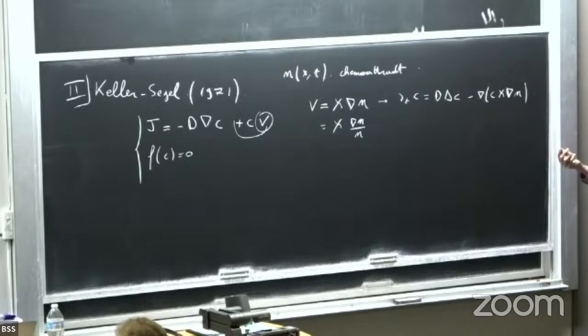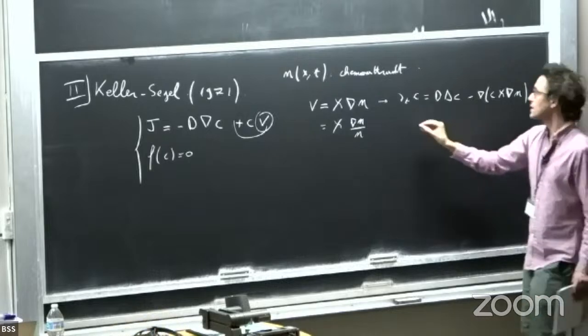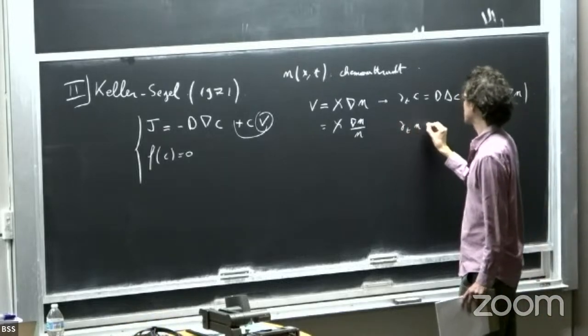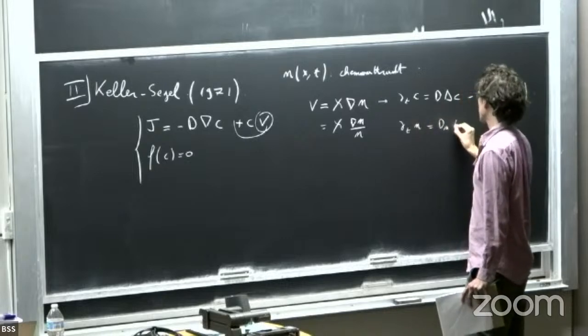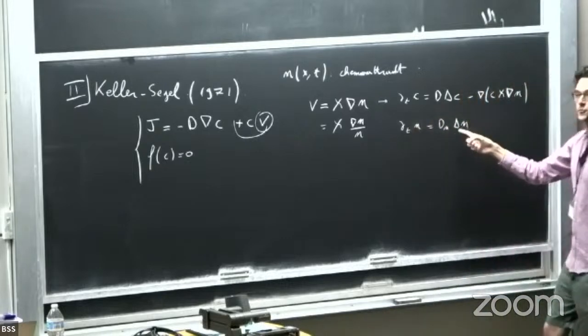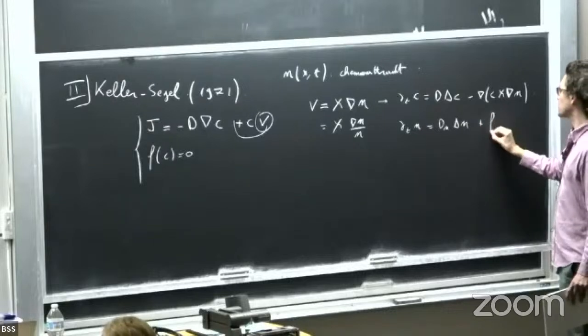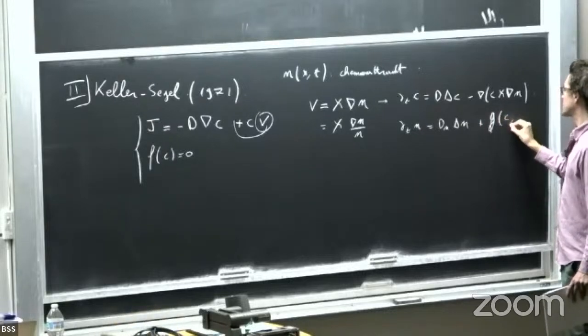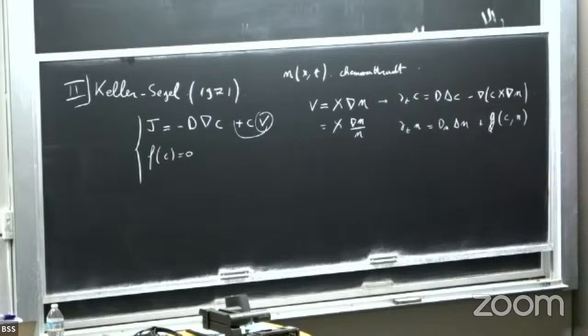And very clearly, I need to write some equation for n as well. So the Keller-Segel model is to write a very generic equation for n, where n diffuses and then has an arbitrary function g, which is a function of c and n. And then the question is, okay, what do I write for this?